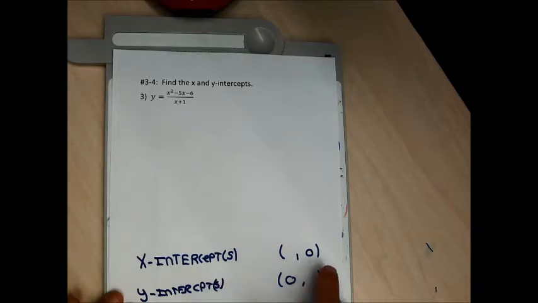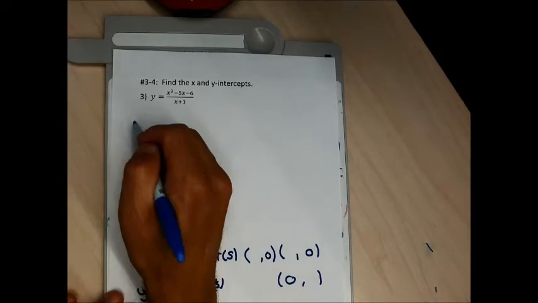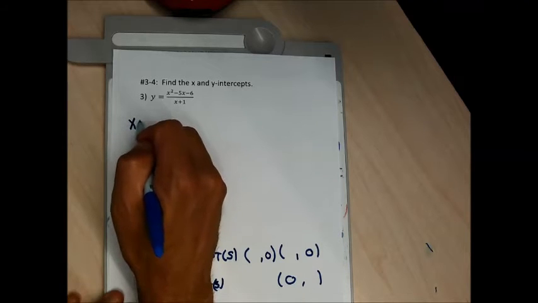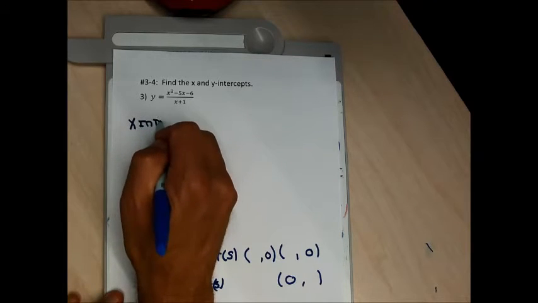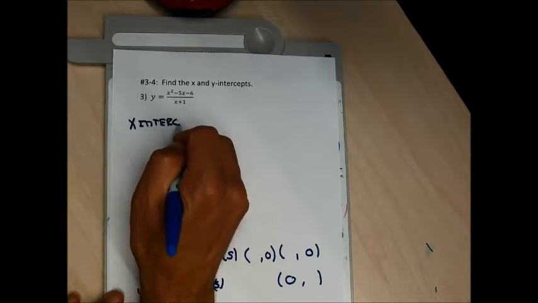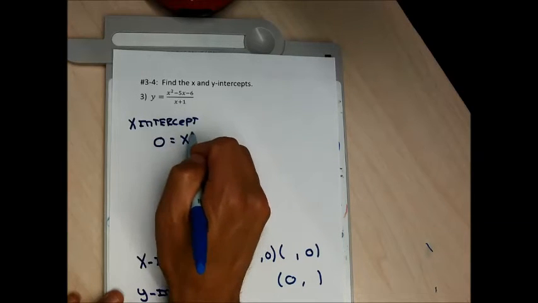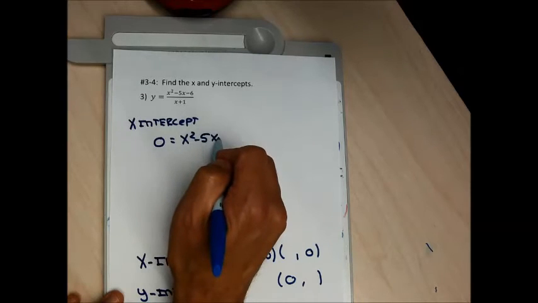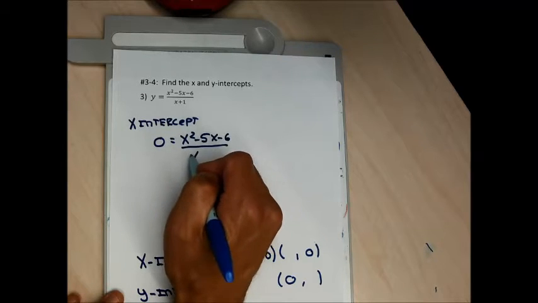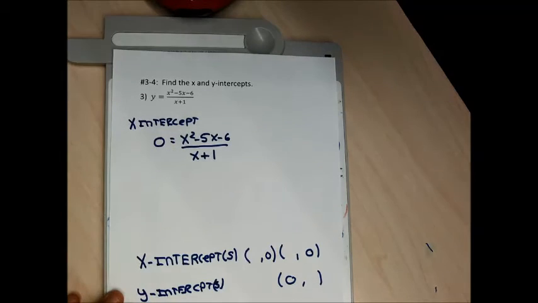The x-intercept should be a number comma 0. I actually think there's 2 x-intercepts, so I'm going to have 2 points with 0 in the y position. And the y-intercept's going to have a 0 in the x position. Let me do the hard one first. To find the x-intercept, you plug 0 in for y. I'm going to go 0 equals x squared minus 5x minus 6 over x plus 1. That's a tough equation to solve.